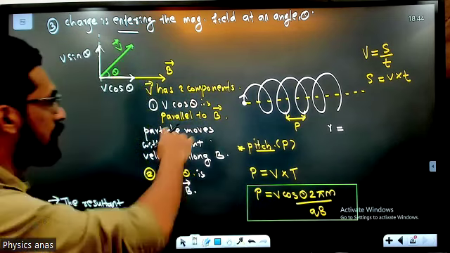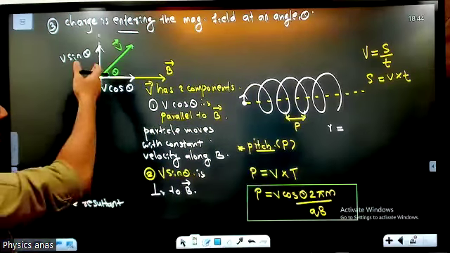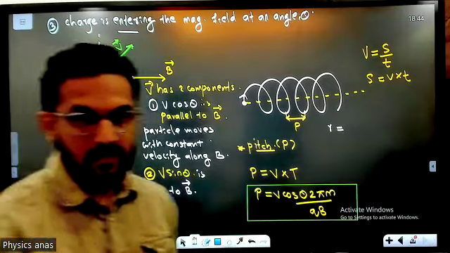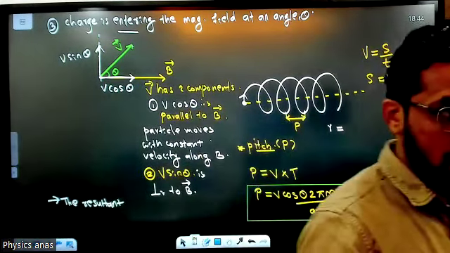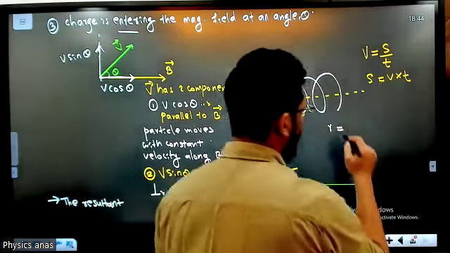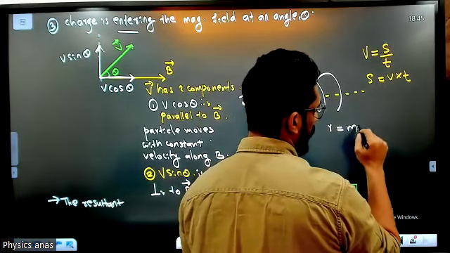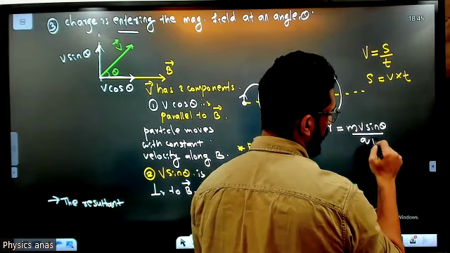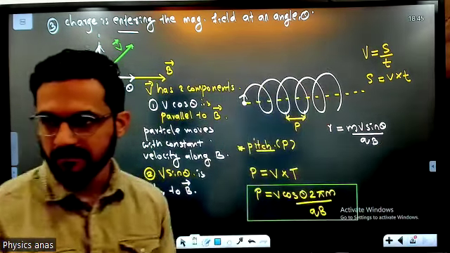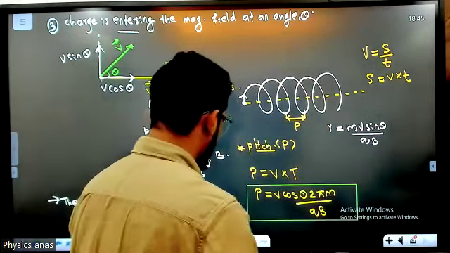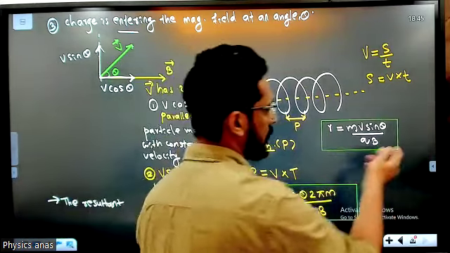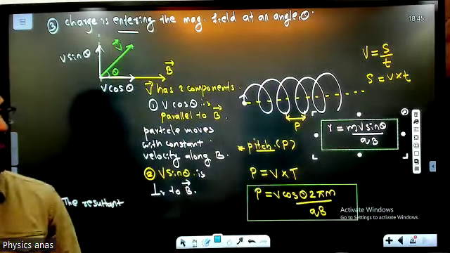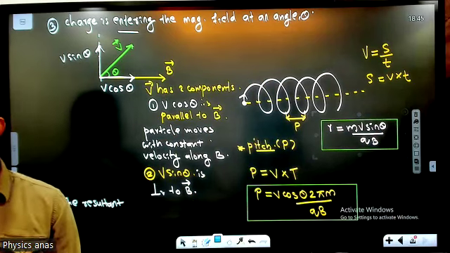Who is responsible for rotational motion? V sine theta. For rotational motion, the cause is V sine theta. So that is M V sine theta divided by QB. If you need the radius of the helical path, it will be like this: R is equal to MV sine theta by QB.